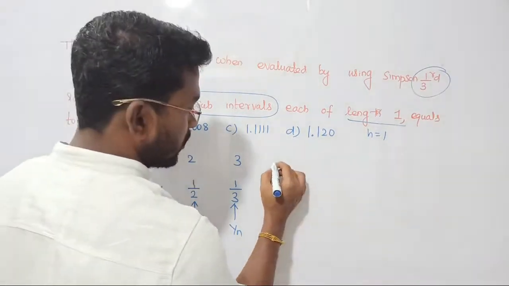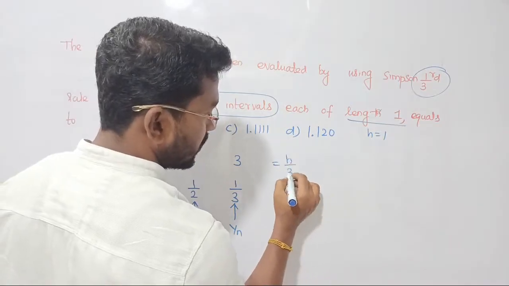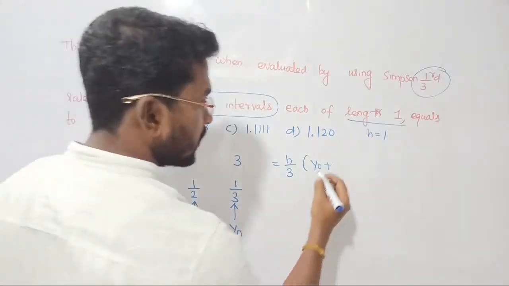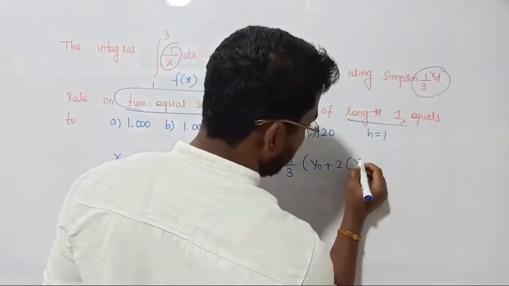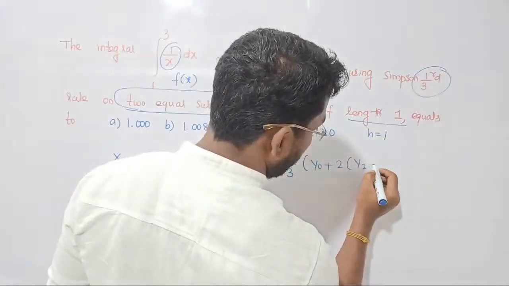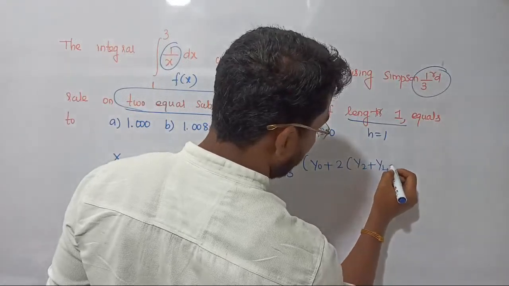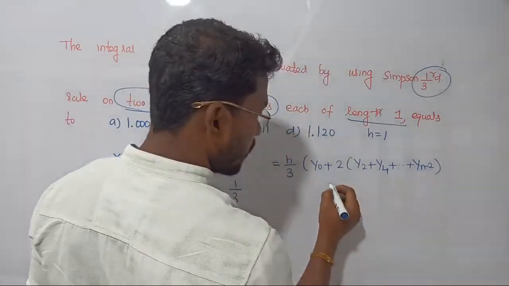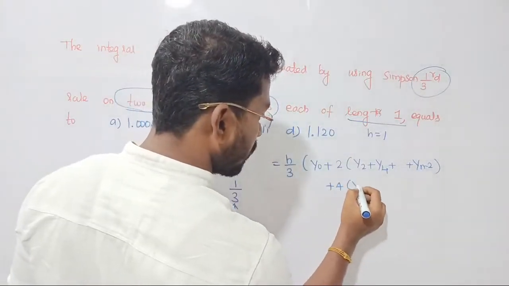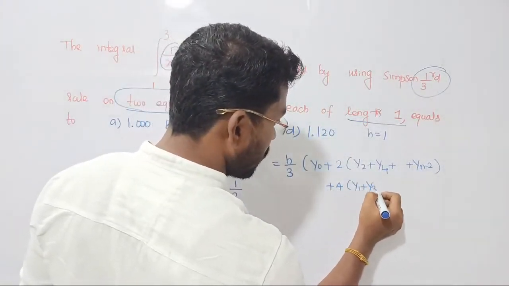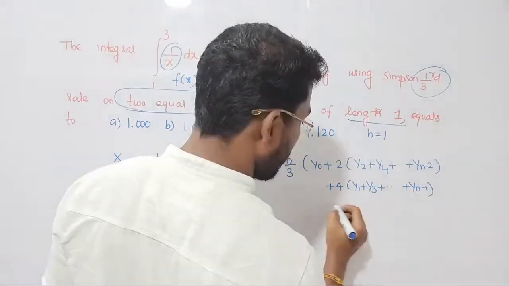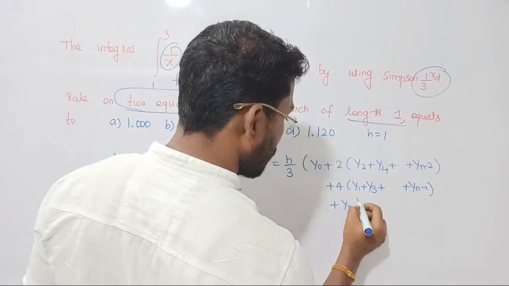What is the Simpson 1/3 rule? Step size h upon 3, y0 plus, we should consider twice of y2 plus y4 plus etc. up to yn minus 2, plus 4 into y1 plus y3 plus etc. up to yn minus 1, plus the last point yn.